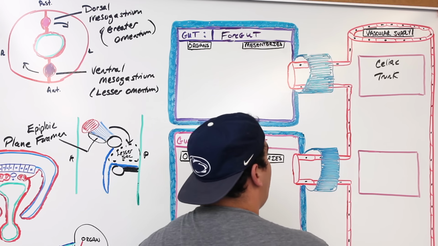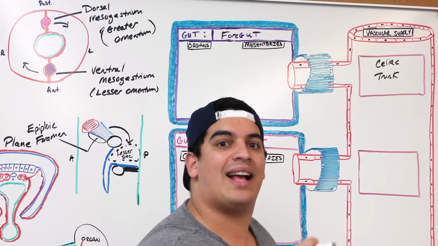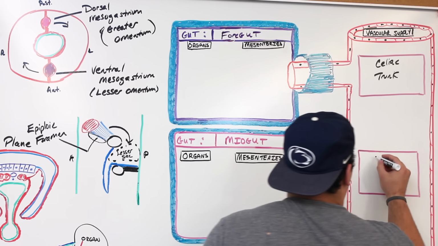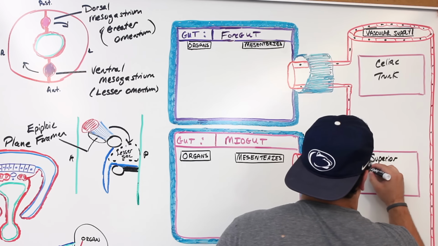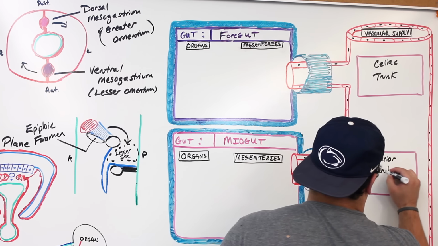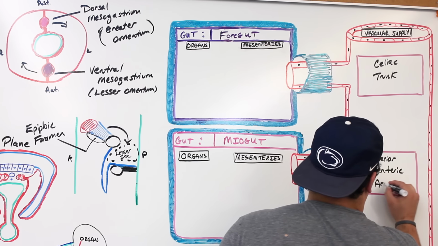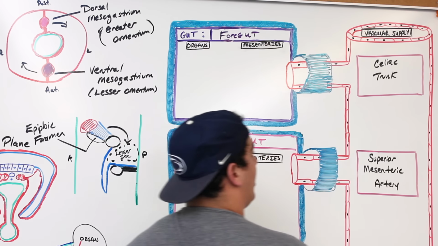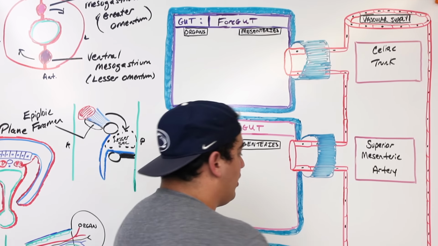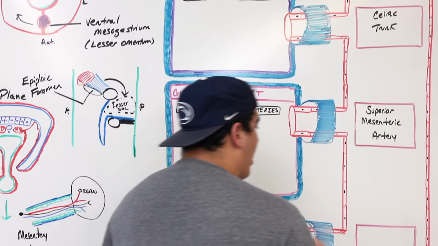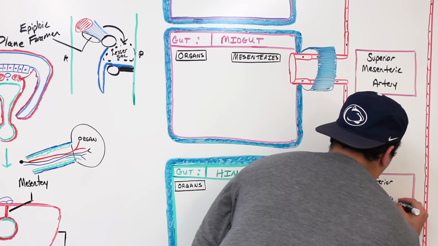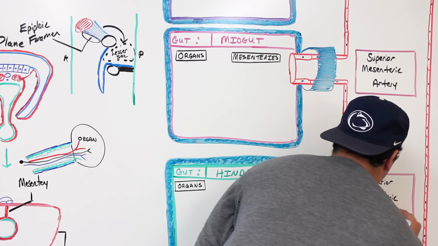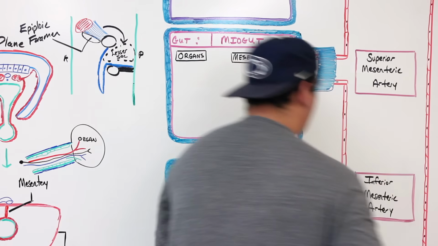What about the vascular supply to the midgut? That's going to be the superior mesenteric artery. And again, these guys are coming off of the abdominal aorta. What about the last one? The last one, which will supply the hindgut, is the inferior mesenteric artery. So these guys are pretty cool.